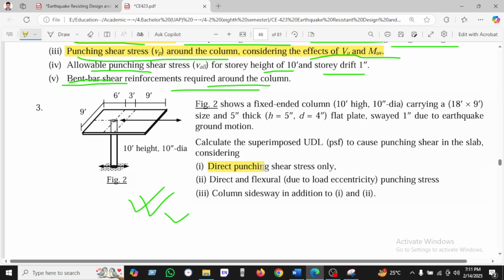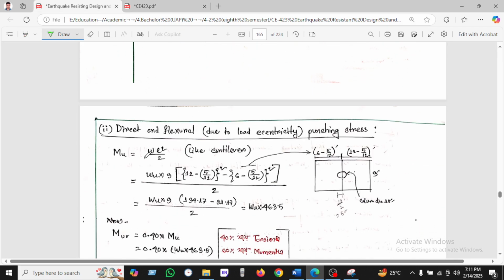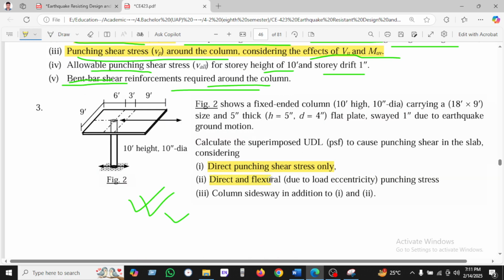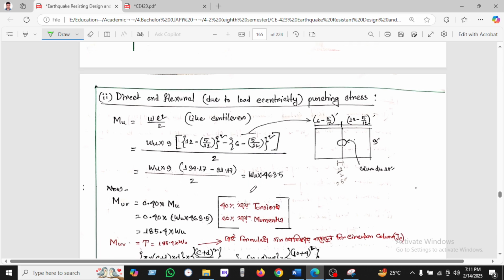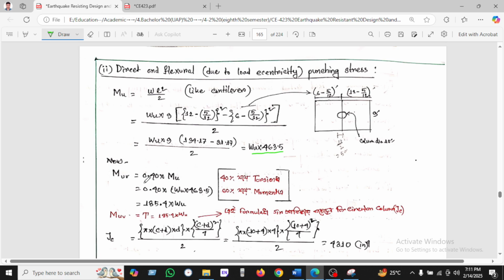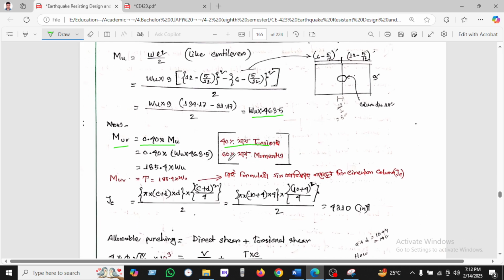So direct punching is considered. Now we'll calculate the second one, which is direct flexural due to load and eccentric load of punching stress. So let's see here. Like a cantilever, we are using here WL square by 2. In this way we are putting this formula and found this, which is W into 416, and MB. We know 40% is going to shear, 40% is going to torsion, and 60% is going to the moment, and found this value, and MB torsion 185 into also.